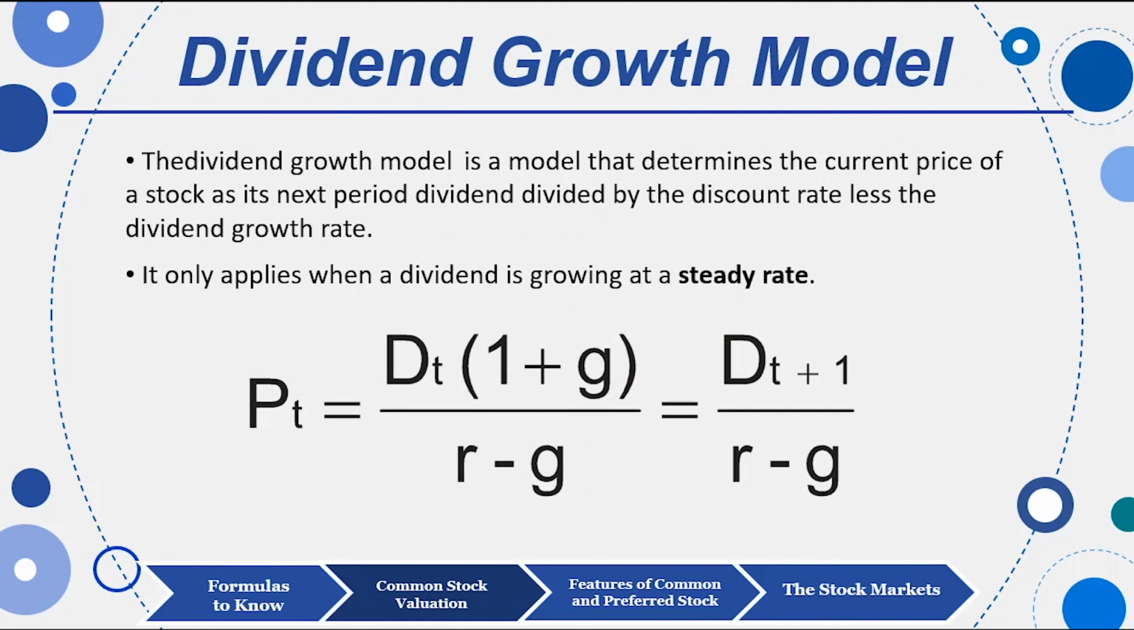The dividend growth model is the model for a company like McDonald's that has a constant growth rate in dividends, growing at a steady rate.